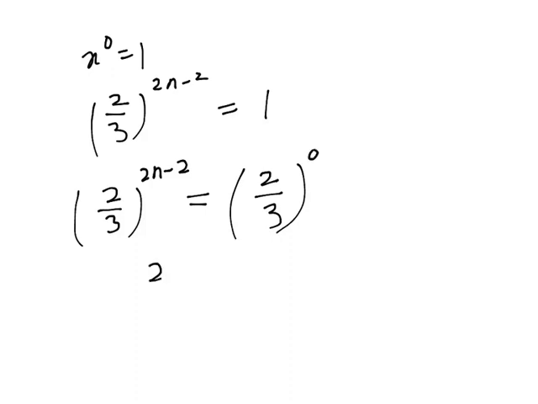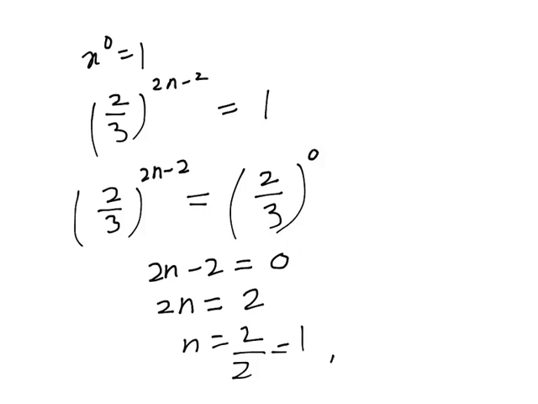Now we can equate the exponents. So we will get 2n minus 2 equals 0. Now we can solve it for the value of n. 2n will be equal to 2. n equals 2 divided by 2, that will give us 1. So it means we get the value of n as 1.